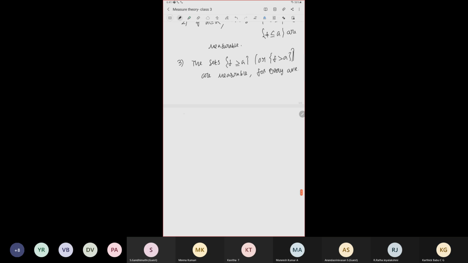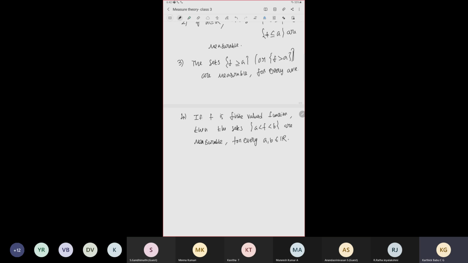Fourth definition, this you can also take as a definition because those are equivalent. Suppose F is finite valued, that is, the range of F is not taking plus infinity and minus infinity. Then instead of infinite sets, if we take finite sets like A less than or equal to F less than or equal to B, that is the set of all X belongs to E such that A less than F of X less than B, are measurable, for every A, B belongs to R.